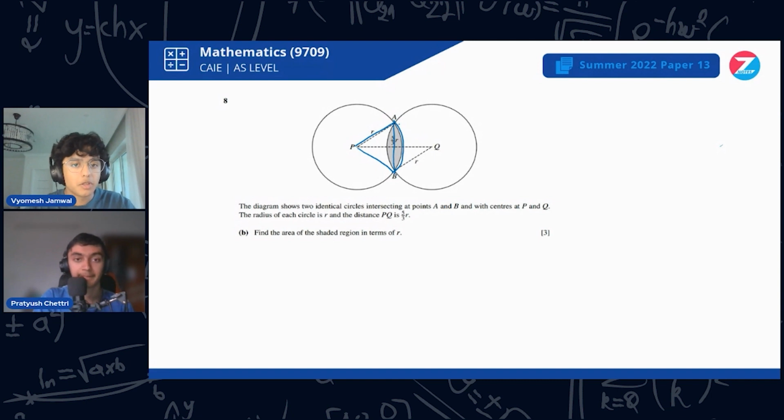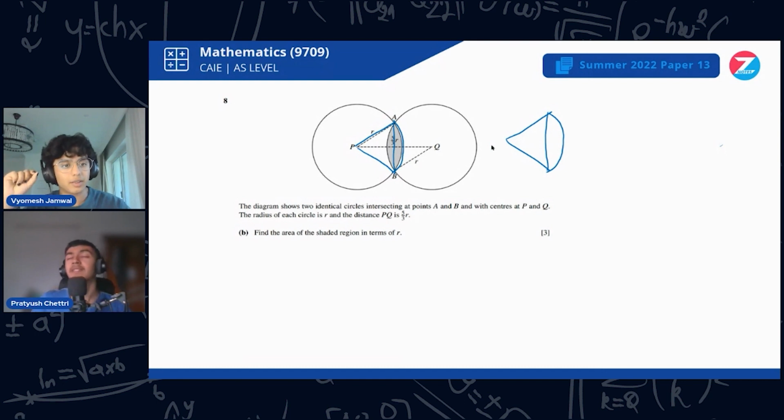So if I find the area of, I forgot what you call it, this AB is the chord, right? And what do you call the area that is outside of it? A segment, yeah, I think it is a segment. I was about to say ice cream cone. It really does.